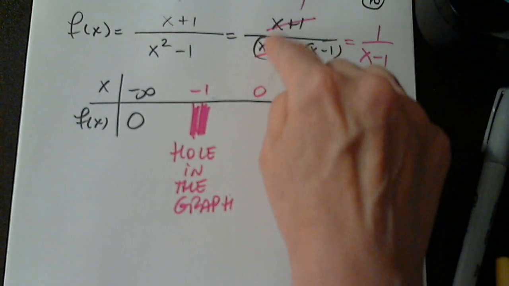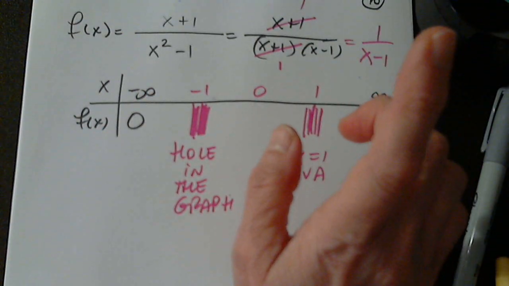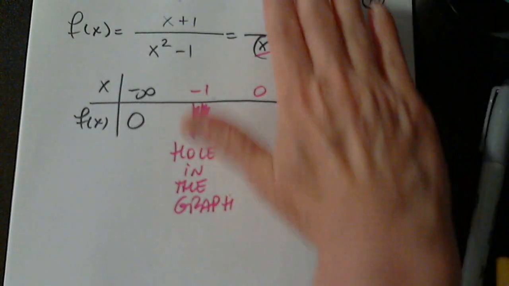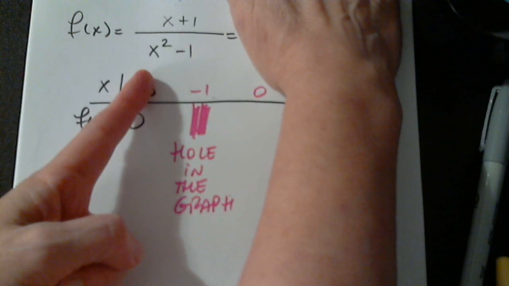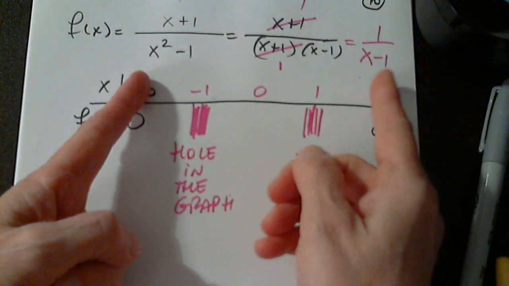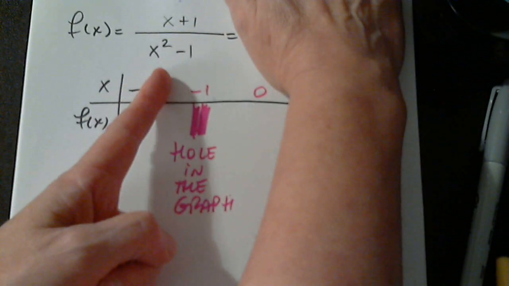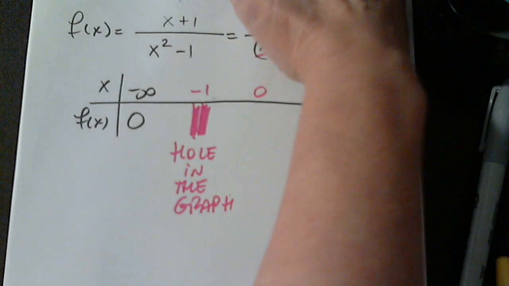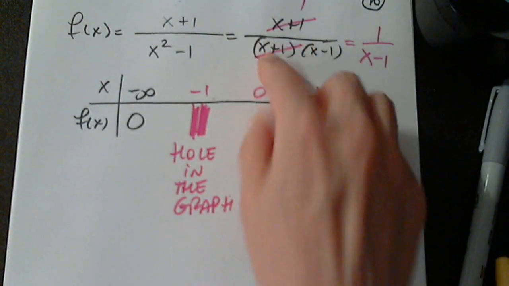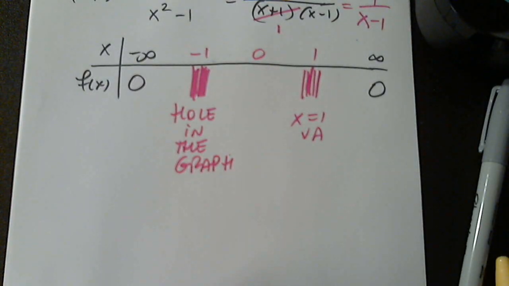The factor that goes away becomes a hole in the graph because the function is still undefined. But you can say, but not this one. True, but we're not graphing that, we're graphing this. It turns out that I made my life easier and now I'm going to graph that. But this is the function I have to graph, and this function does not exist at 1 and -1. But because the factor goes away, this becomes a hole in the graph. But this is a vertical asymptote.